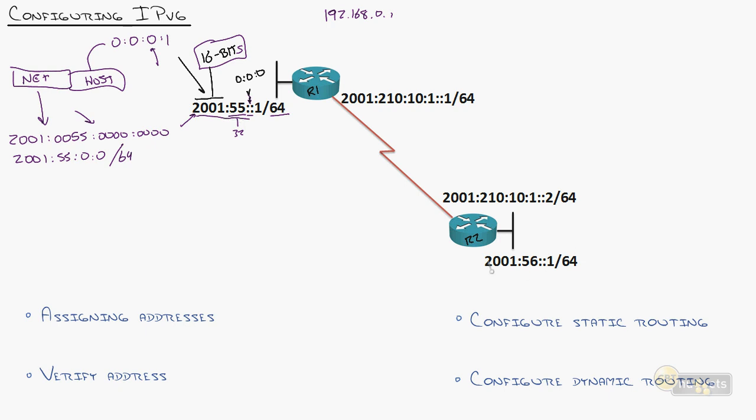Okay. So down here, router 2, just to describe this, we've got the same thing. 2001:56::1. So same concept. We've got 4 groups, since it's a /64, that represent the network.